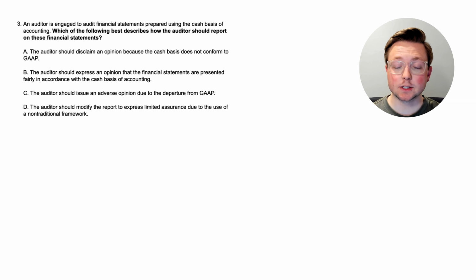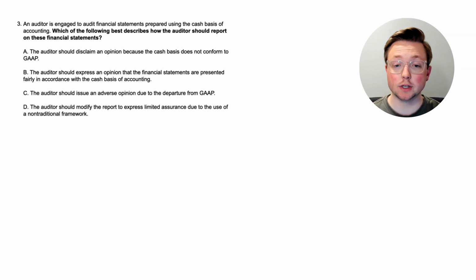Which of the following best describes how the auditor should report on these financial statements? Let's go up to the top. An auditor is engaged to audit financial statements prepared using the cash basis of accounting. So again, what best describes how they should report on these financial statements? And we've learned a little bit about this so far, in general, but now we're focusing on cash basis. So let's see if we can apply what we learned.